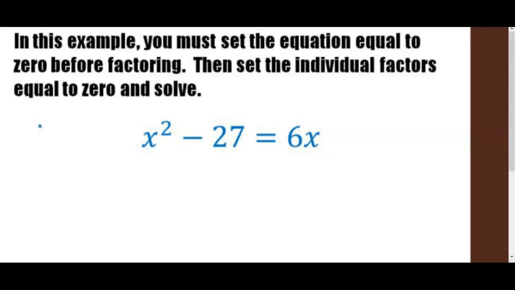Your terms must go x squared, then x, then c. They must go x squared, then x, then no x's. So when we subtract over 6x, we need to make sure we stick it in the middle.